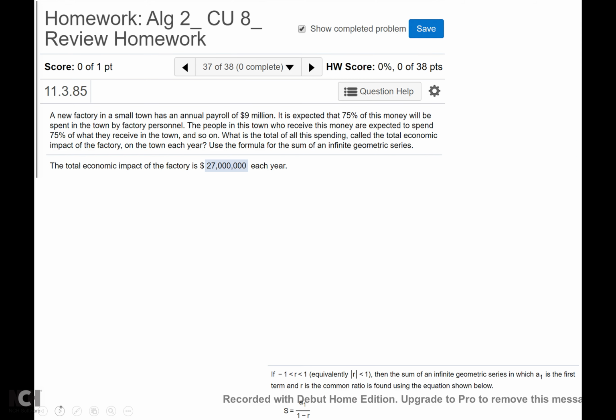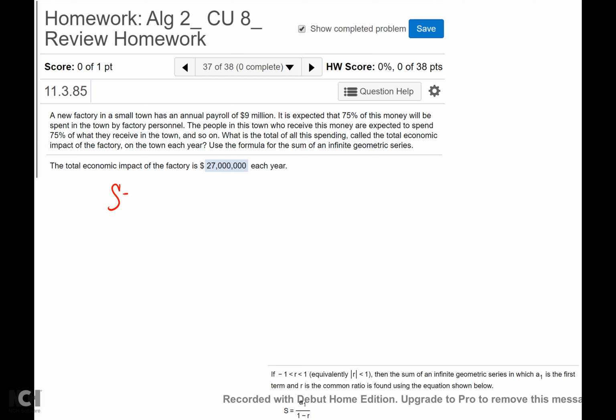Alright, a new factory in a small town has an annual payroll of $9 million. It is expected that 75% of this money will be spent in the town by factory personnel. The people in this town who receive this money are expected to spend 75% of what they receive in the town, and so on. What is the total of all of this spending, called the total economic impact of the factory, on the town each year? Use the formula for the sum of an infinite geometric series.